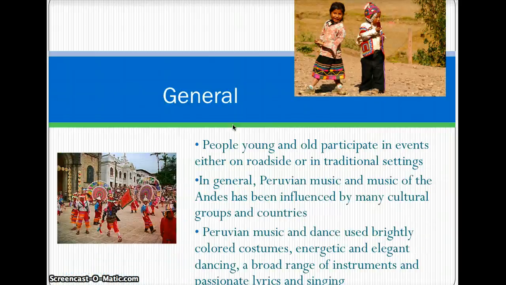So in general, people young and old participate in events either on roadside or in traditional settings, and in general, Peruvian music and music of the Andes has been influenced by many cultural groups and countries. Peruvian music and dance uses brightly colored costumes, energetic and elegant dancing, a broad range of instruments, and passionate lyrics and singing.